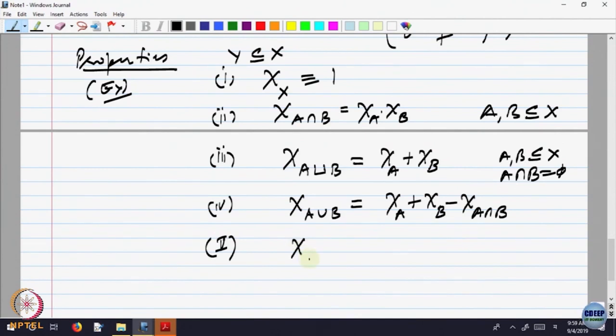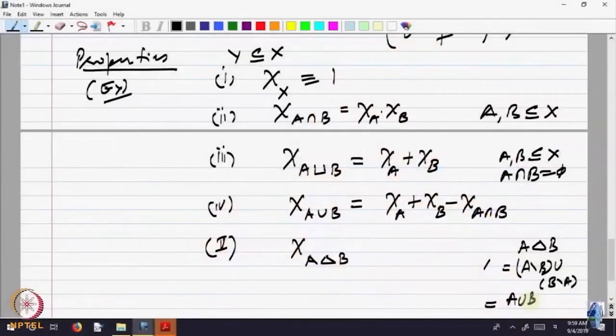What is chi of... Does everybody know what the set A delta B is? This set A delta B is called the symmetric difference. This is A minus B union B minus A. So, this set is called the symmetric difference of A and B. This is the same as A union B minus A intersection B. Okay.